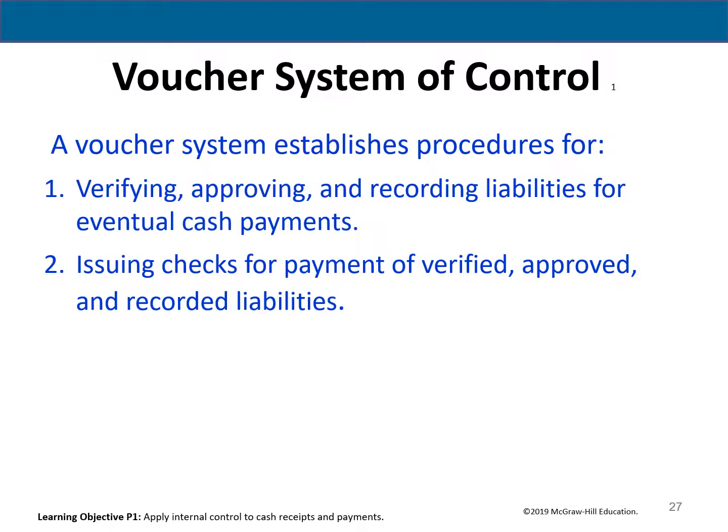What's important for companies, and large companies do this, is they use what's called a voucher system of control. And it's really a process of verifying, approving, and recording liabilities for eventual cash payments, and then issuing checks for payments of only those items that are verified, approved, and recorded as liabilities. So you're not running into accounting with the utility bill going, I need you to pay this. It's a very organized system with procedures. So let's take a look at them.